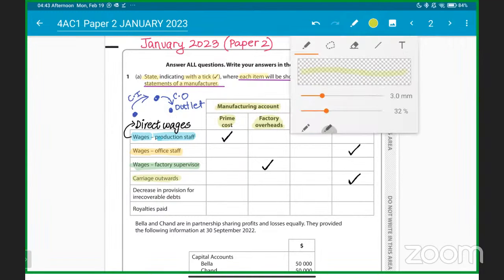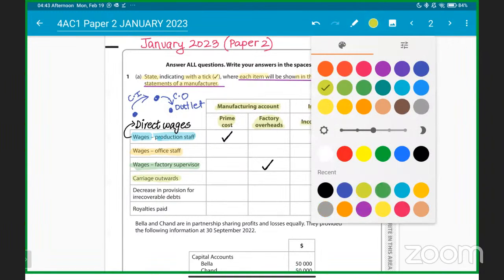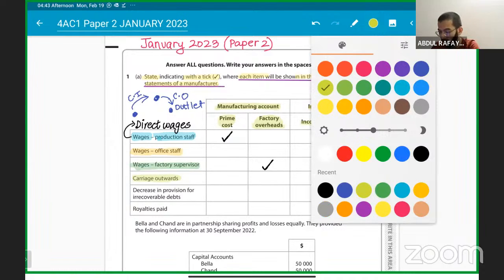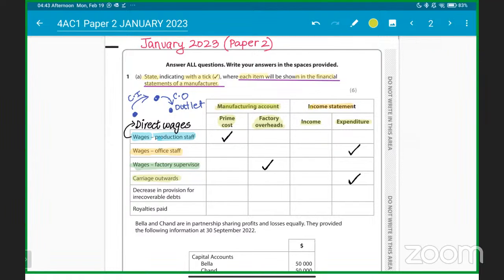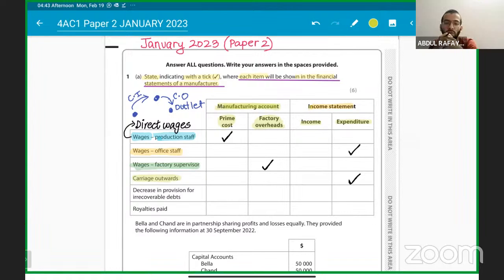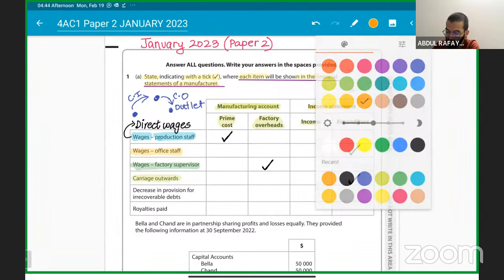If it's carriage inwards, where would it come? You tell me where carriage inwards would come. As I said, carriage inwards should be coming in the manufacturing account, so it should come in prime cost or factory overheads. Prime cost, exactly. Carriage inwards will be counted as prime cost because it is the cost being incurred with the raw materials. If we are associating it with raw materials, it will be coming above, in the prime cost section. Very good job. Got it?